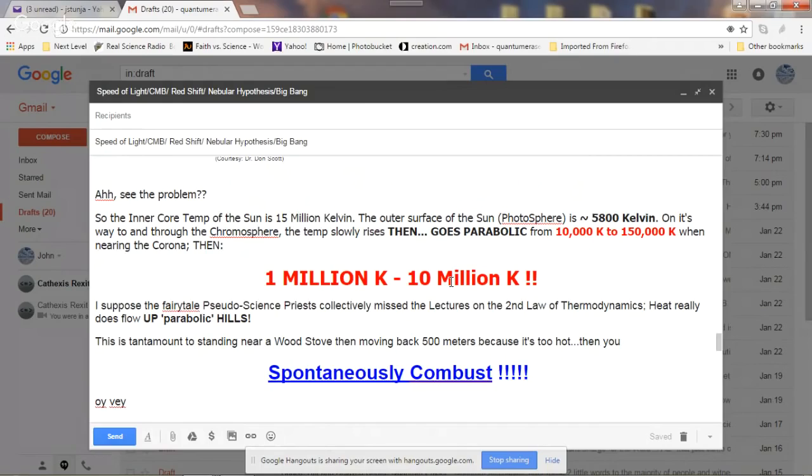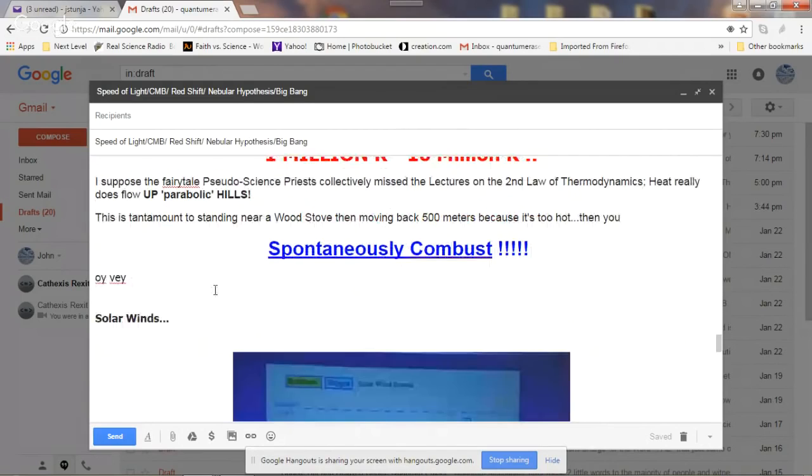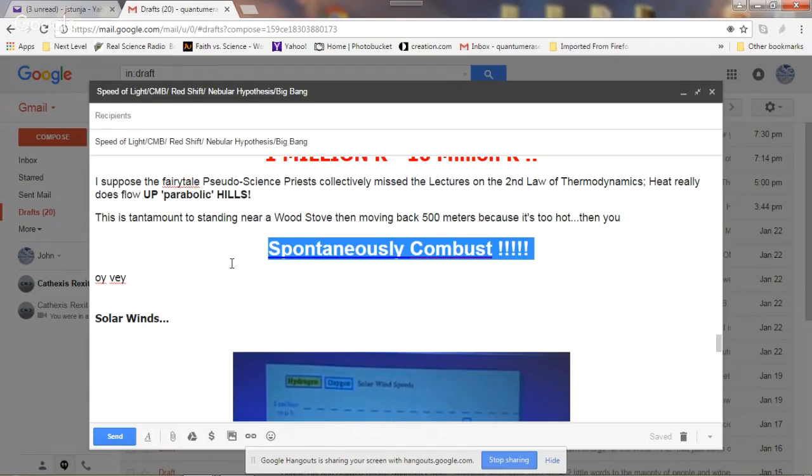So what's the problem? Well, I suppose the fairy tale pseudoscience priests collectively missed the lectures on the second law of thermodynamics. Heat really does flow up parabolic hills, I suppose. I mean, this is preposterous. This is tantamount to standing near a wood stove, then moving back 500 meters because it's too hot, and then you spontaneously combust. This is what it's tantamount to.